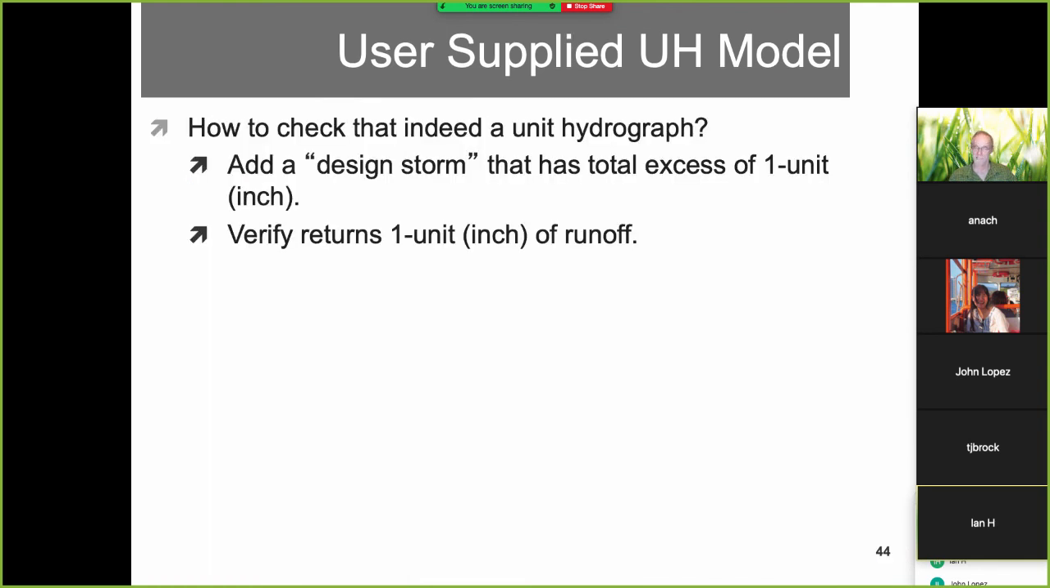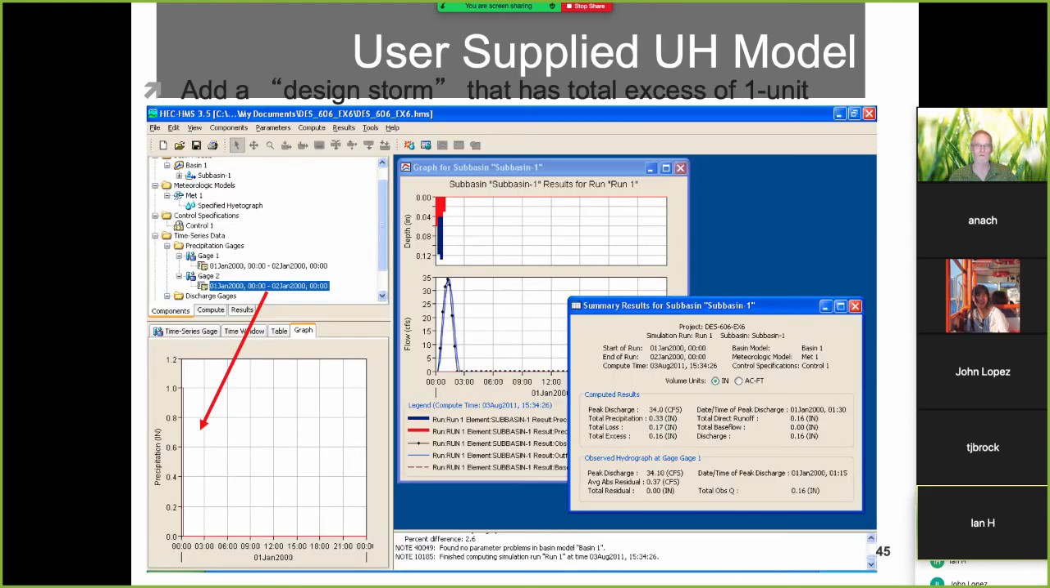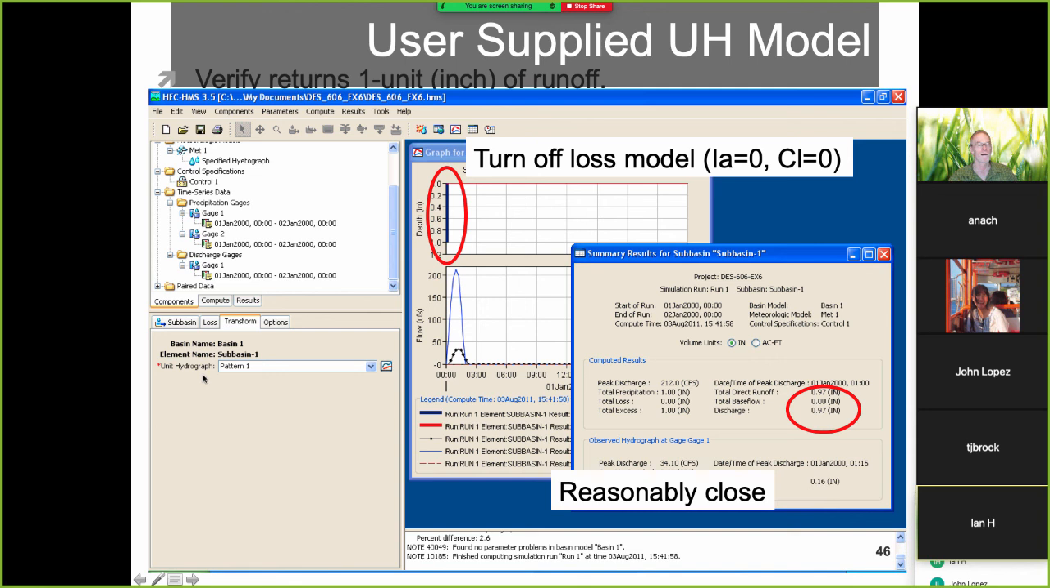And now how to check that we have unit hydrographs. We can add a design storm that has a total excess of 1 unit and verify that we get 1 unit of runoff. So here's an artificial design storm that has 1 unit of precipitation. We call it pattern 1. We turn off the loss model, simply turn those terms to 0, run it, and our total direct runoff computed is 0.97 inches, which is reasonably close to the 1 inch we expect.